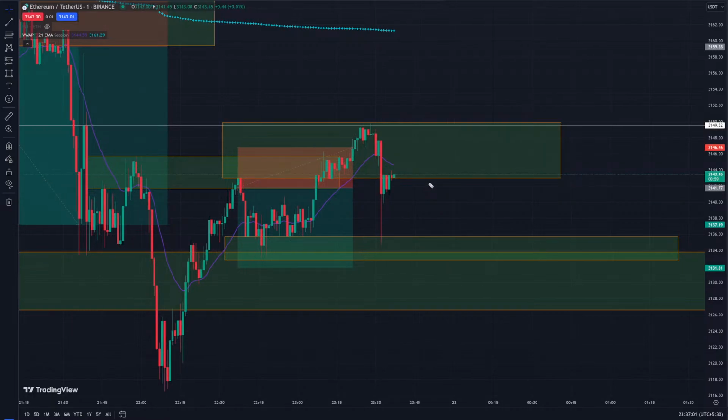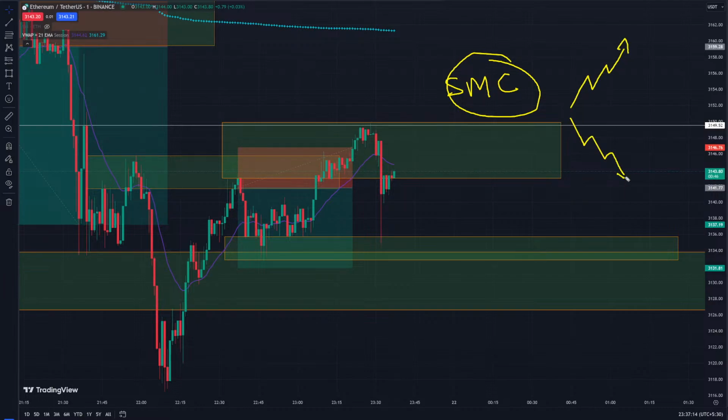The thing is that in SMC there is a saying: for price to make a movement on the upside or the downside, it has to consume liquidity. Now ask, what is liquidity? Basically, liquidity is taking out the stop losses of retail traders.